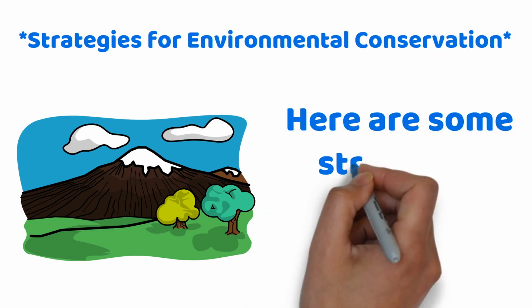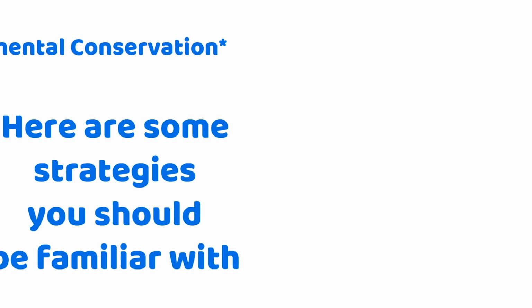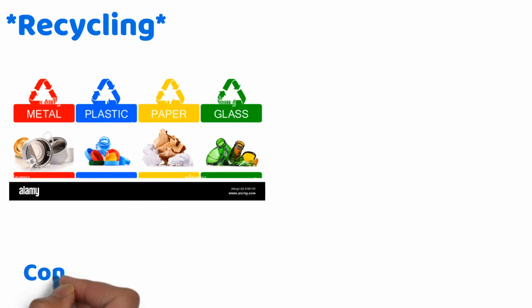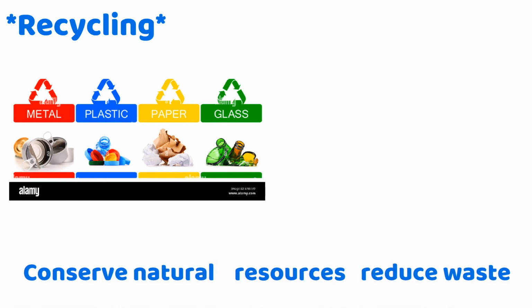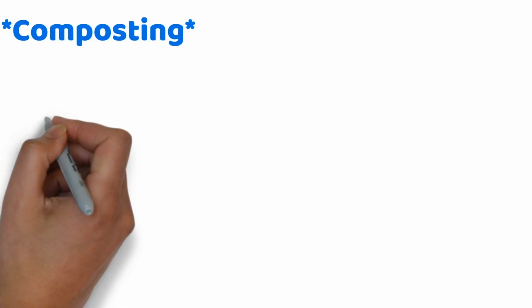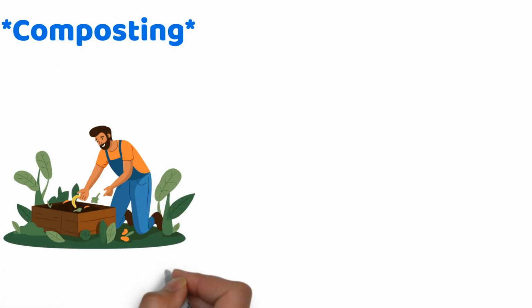Here are some strategies you should be familiar with. Recycling. This involves collecting and processing materials like paper, glass, plastic, and metal. Recycling helps conserve natural resources, reduce waste, and lower greenhouse gas emissions. Composting. By decomposing organic waste, composting produces nutrient-rich soil, which can enhance plant growth and reduce reliance on chemical fertilizers.